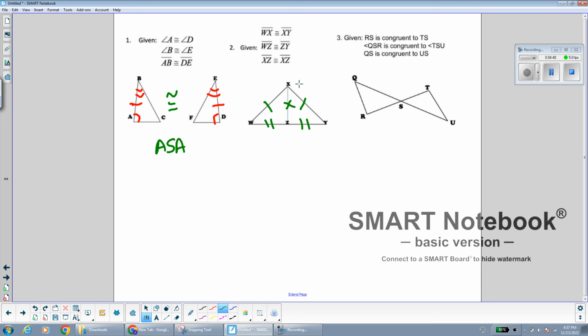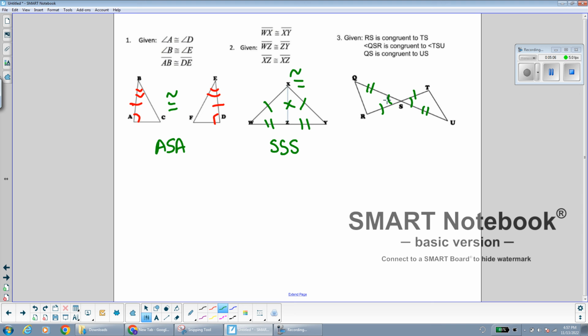So here we have 1, 2, 3 pairs of congruent sides. That's 3 S's for side, side, side. So these triangles are congruent by SSS. Next, we have RS congruent to TS, angle QSR congruent to angle TSU, and QS congruent to US.